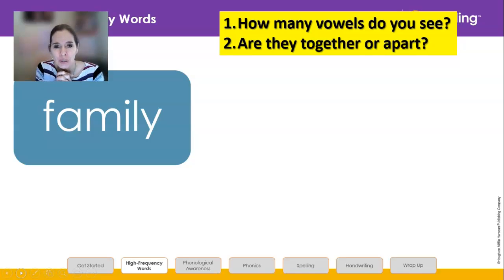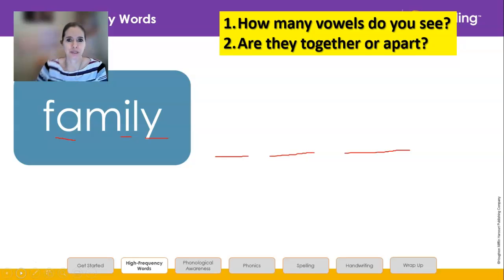Here's the next word. Look at the word. Ask the questions. How many vowels do you see? Are they together or apart? Don't forget that consonant that's acting as a vowel on the end of that word. I'm giving you hints, aren't I? In your notebook right now, you are writing the number of syllables in this word before you write the word. And then you're going to write the syllable on each line. You got it? Continue when you're ready.